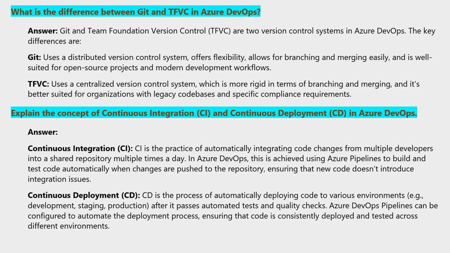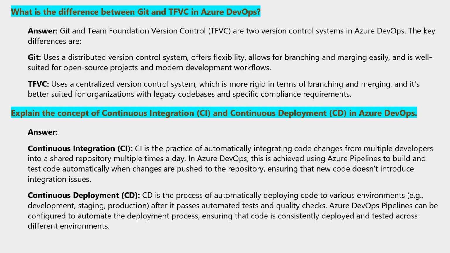Explain the concept of continuous integration (CI) and continuous deployment (CD) in Azure DevOps. Answer: Continuous integration (CI) is the practice of automatically integrating code changes from multiple developers into a shared repository multiple times a day. In Azure DevOps, this is achieved using Azure Pipelines to build and test code automatically when changes are pushed to the repository, ensuring that new code doesn't introduce integration issues.